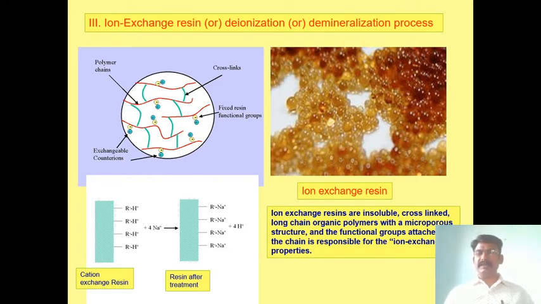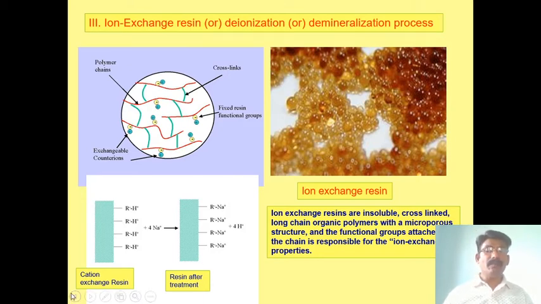First question is, we have to know the resin. So what is meant by resin? A resin is an organic polymer, a cross-linked organic polymer. It is a cross-linked polymer having microporous structure. Microporous structure. So how is the microporous structure?